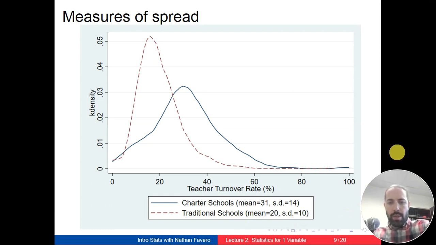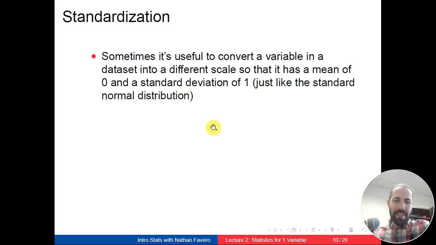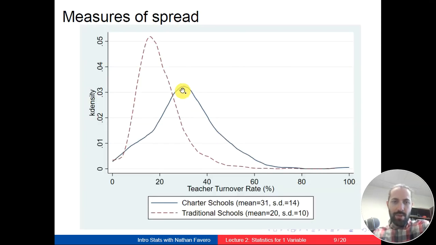So what's one of the first things we notice when we look at this graph? Well, one of the first things that I notice is that it seems like the teacher turnover rates tend to be a little bit higher in the charter schools. And this is consistent with what we generally see in the education literature, I know, from having read some of that. So it's very typical that charter schools tend to have a little bit higher turnover rates than traditional schools.